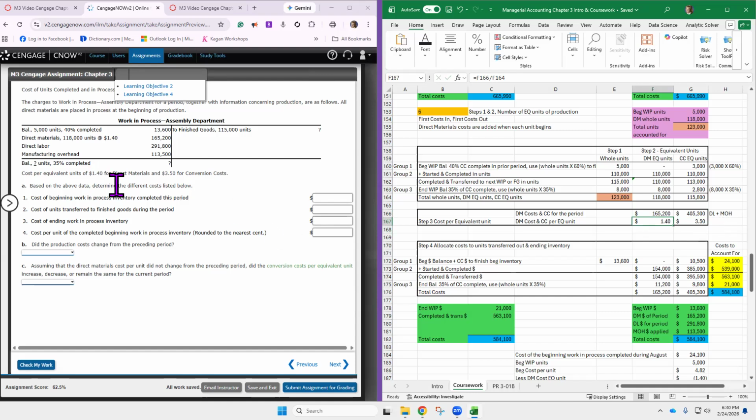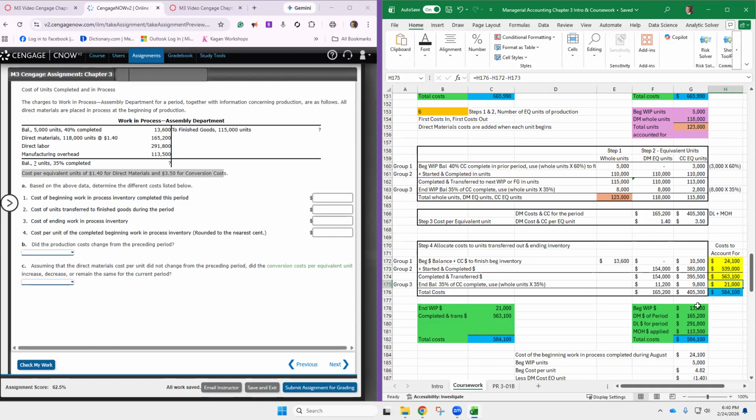Now we're going to do the calculation for the cost. They're telling us here the cost per unit, $1.40 and $3.50. Well, we're going to make sure that it works. Does it work? Yes, it does. Now we're going to use these numbers to allocate the costs. We'll have a number for beginning, a number for started and completed, and then the ending inventory.